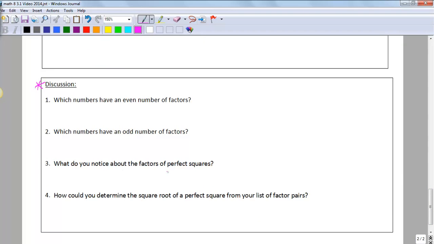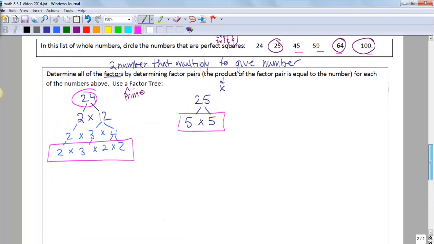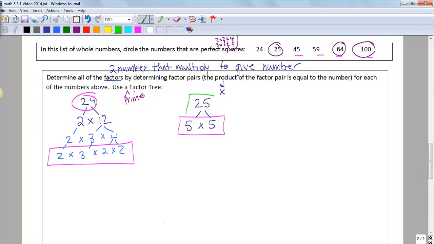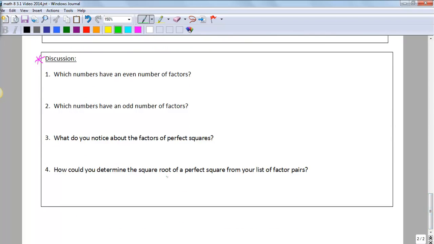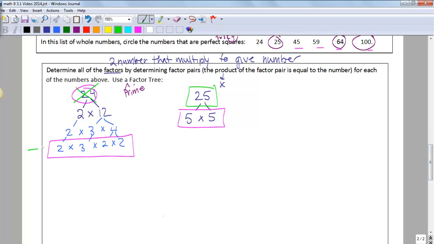What do you notice about the factors of perfect squares? Right? So remember, 25 is a perfect square. 24 is not. Right? So you have to look to see if, after you do the rest, there's some sort of trend happening there. And then how could you determine if a number is a perfect square if you only had that bottom row? Right? See if there's a pattern.